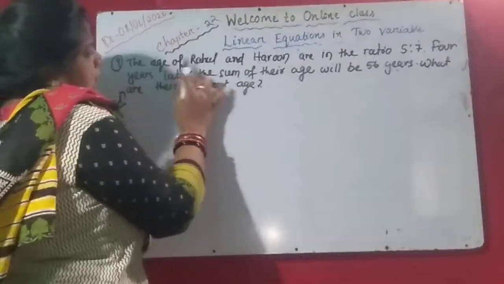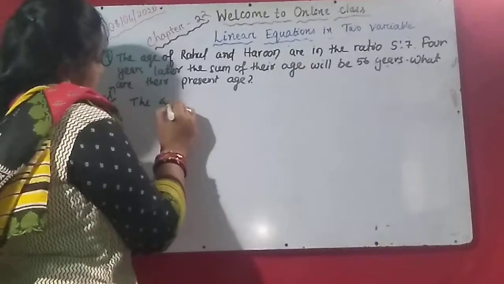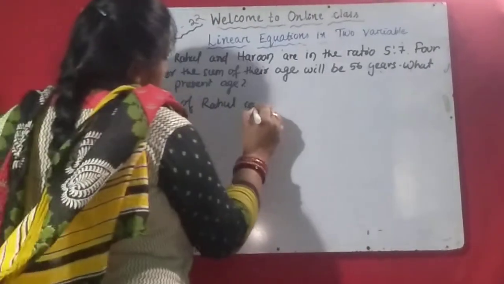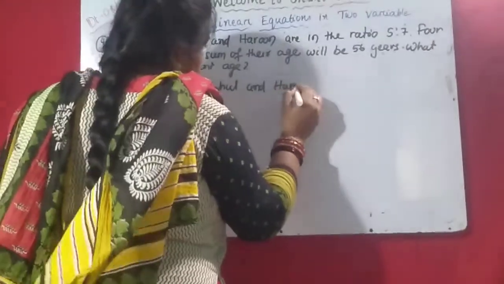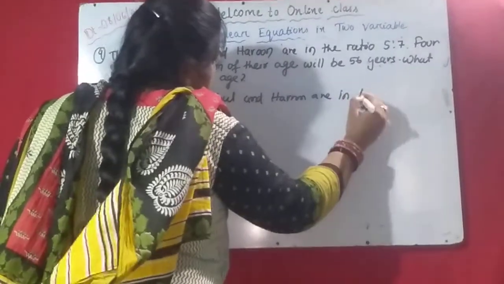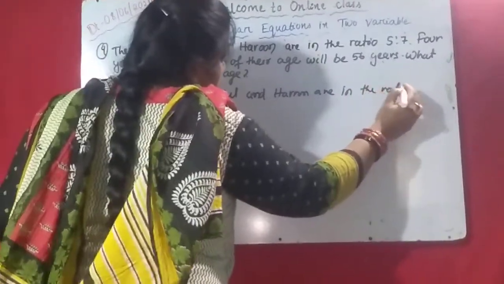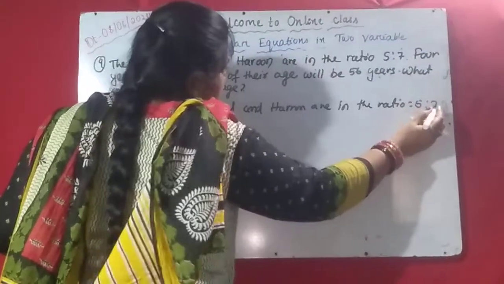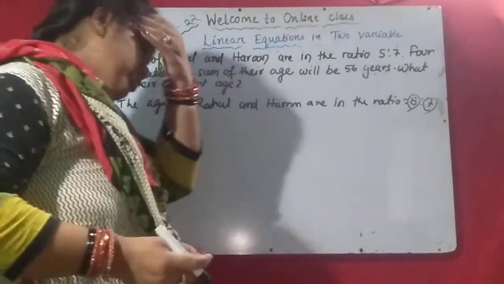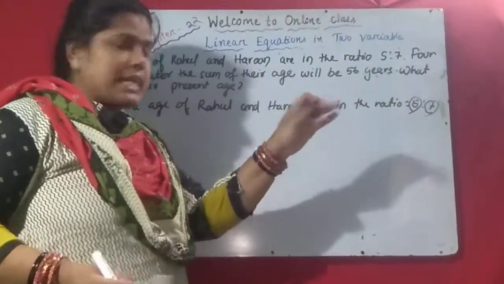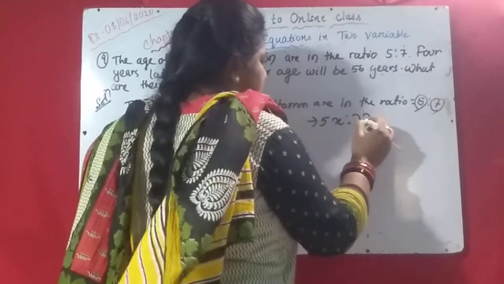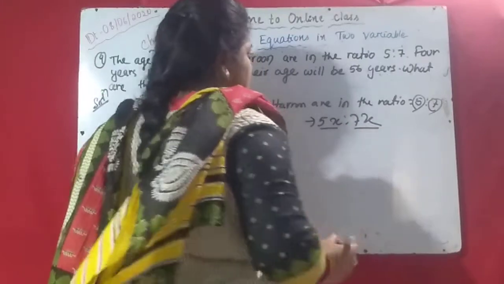First, the ages of Rahul and Heron are in the ratio 5:7. So it is 5 times, it is 7 times. In a ratio, we have to multiply both numbers by x, that is 5x and 7x. So 5x to 7x.